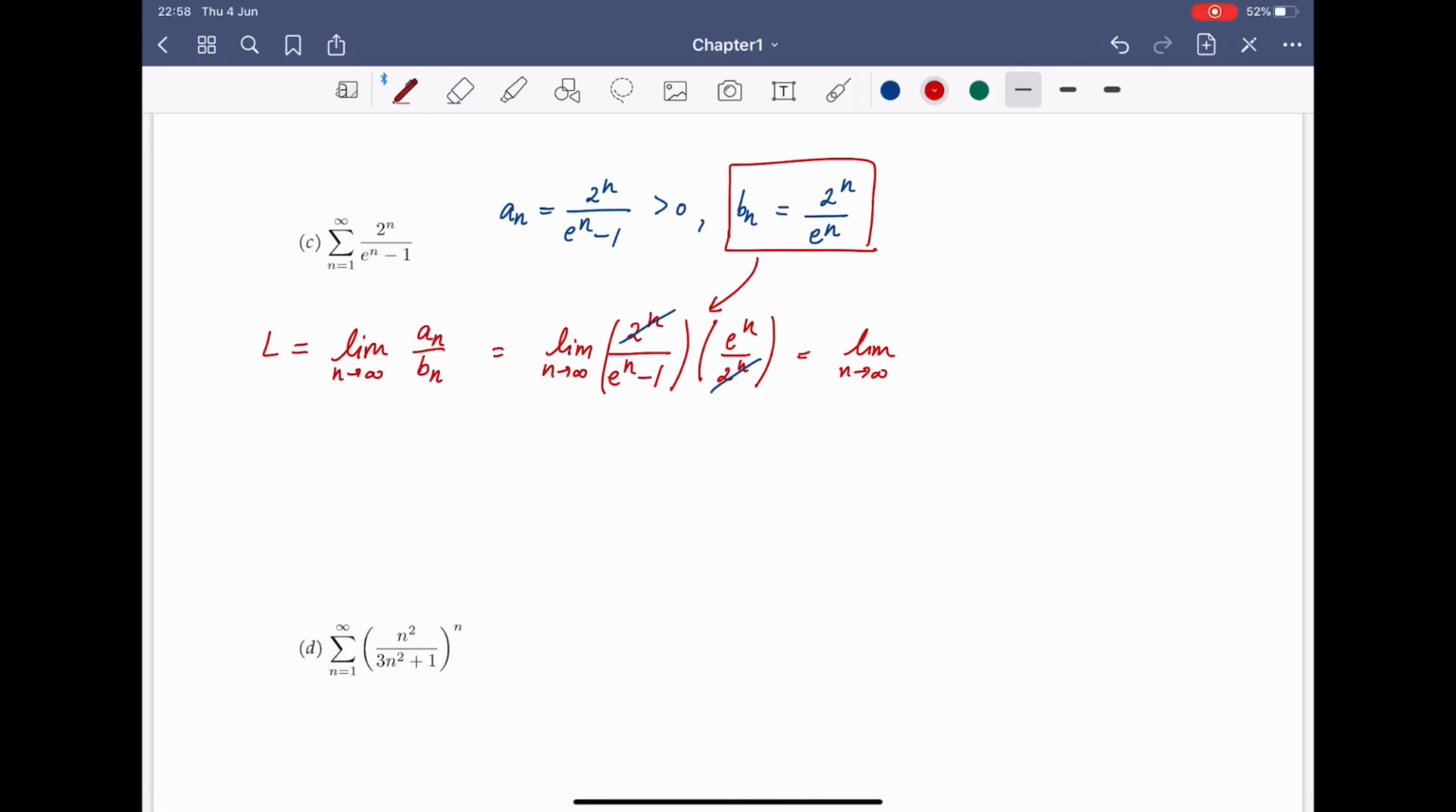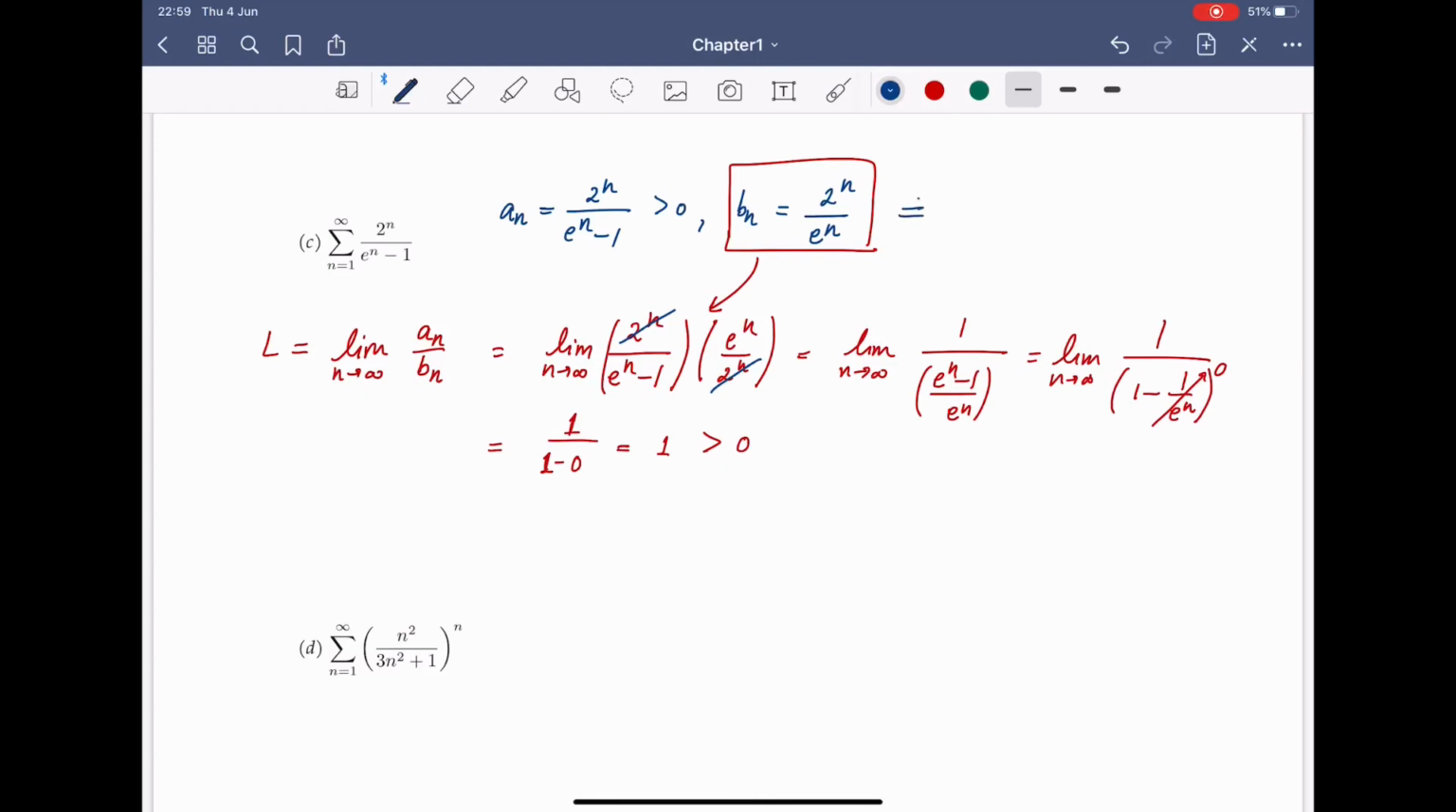Well, I move e to the n to the bottom right away, so I have 1 over e to the n minus 1 over e to the n. This is the limit of 1 over 1 minus 1 over e to the n. And this thing goes to 0, the 1 over e to the n. So I have at the end 1 over 1 minus 0, which is 1. This is bigger than 0. So by the limit comparison test, a_n and b_n are going to have the same pattern of convergence.